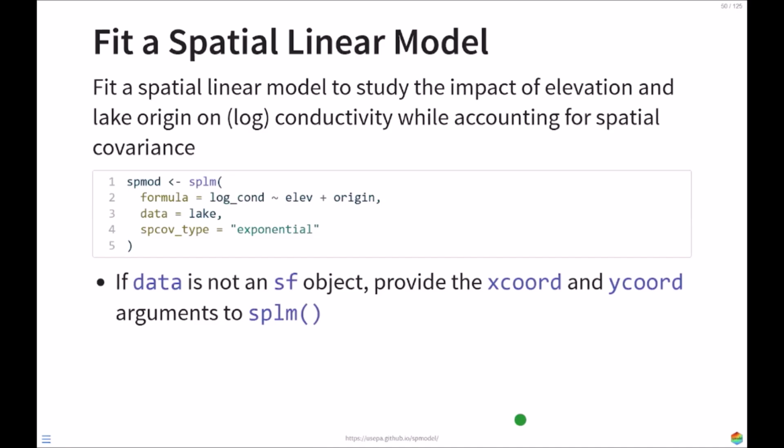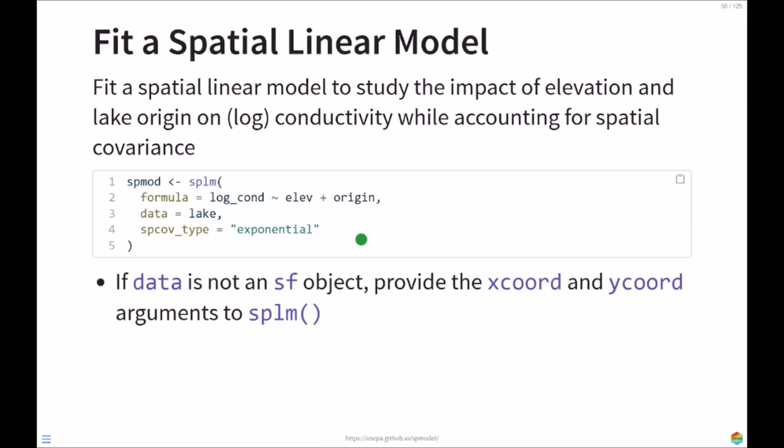So to fit these models in splm, we need 3 arguments. The first 2 are familiar from lm. The first is formula. This describes that relationship between my response variable, log conductivity, being modeled as a function of both elevation and lake origin. The second argument is data, which contains the lake SF object or data frame, and then the third argument is the spatial covariance type. So remember, we showed a few of those different types. We had exponential, Gaussian, spherical. There's many more in spmodel, but that's what is governed by spcov_type here.